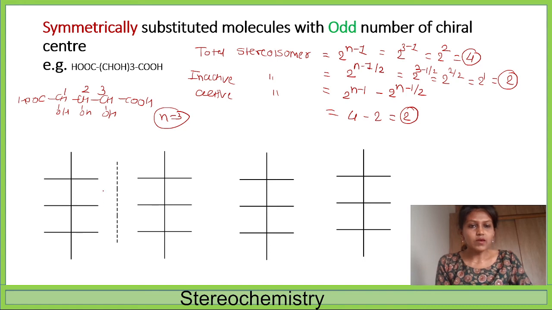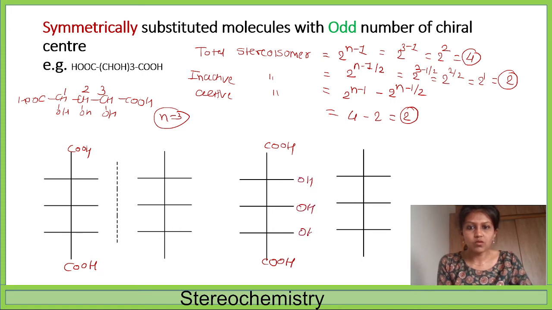Okay, so first of all I write COOH, COOH. Firstly I write down the meso compound: COOH and COOH, and suppose I write OH, OH and OH. So there is a plane of symmetry present, right? And we can say there are at least 2 chiral centers present, and it is optically inactive. So this is the meso compound.